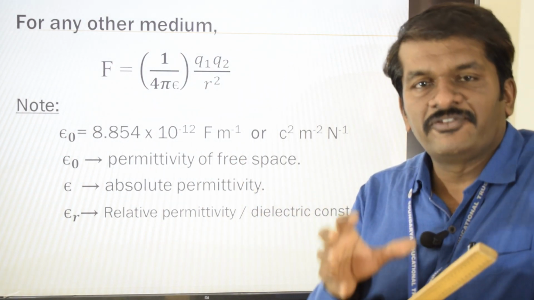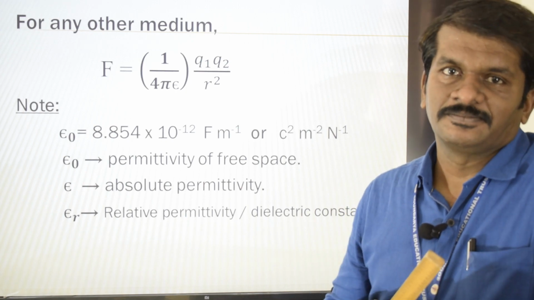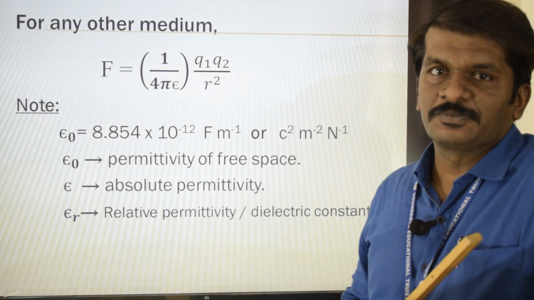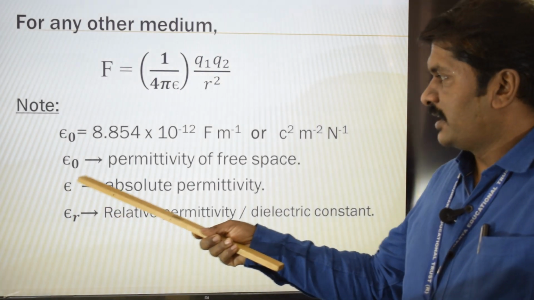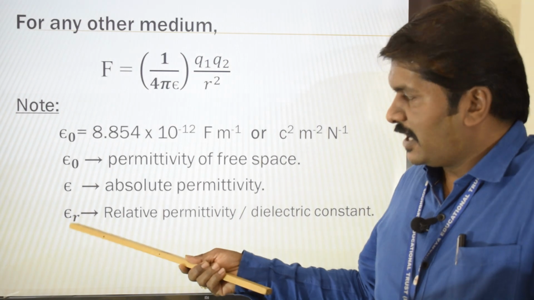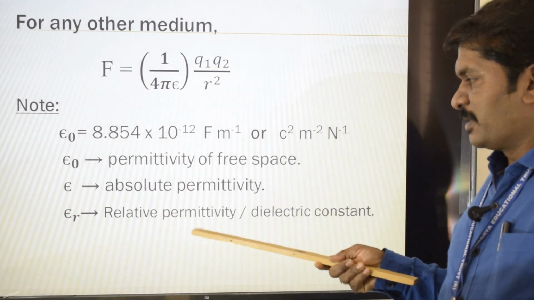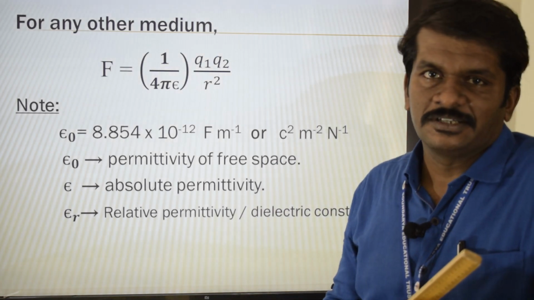It is the ability of a medium to allow the electric field to pass through it. That is called the permittivity of free space, and epsilon is called the absolute permittivity. Another term is epsilon r, which is called the relative permittivity or dielectric constant.